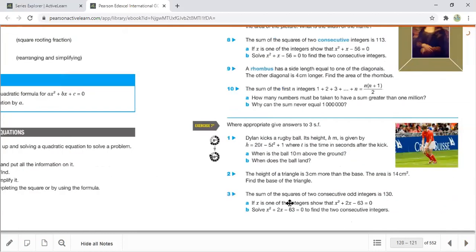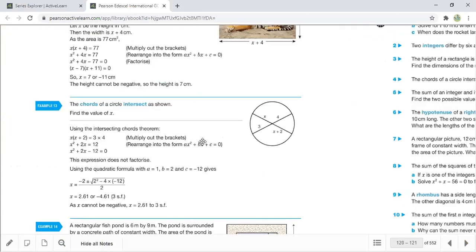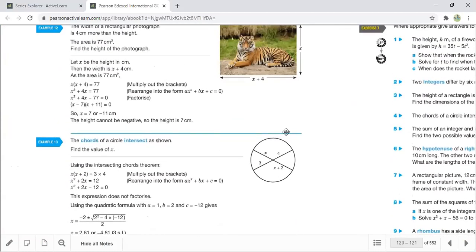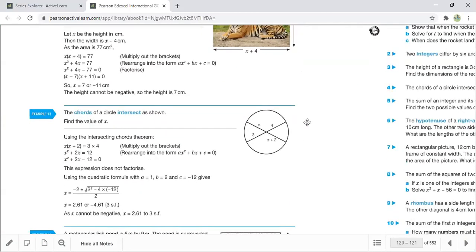Now, let's look at the example on the next page. I'm using your book, that is page 120. As you can remember from the circle properties, we learned that when intersecting chords intersect inside the circle, the product of chord AB, let's call this 3 and 4 as AB, and the center of the circle is O. We learned that A, that is A to O.